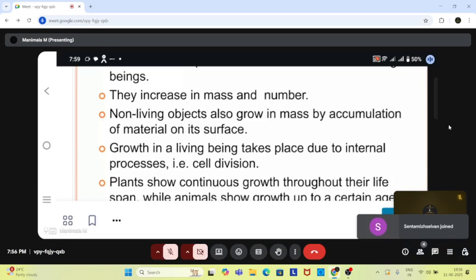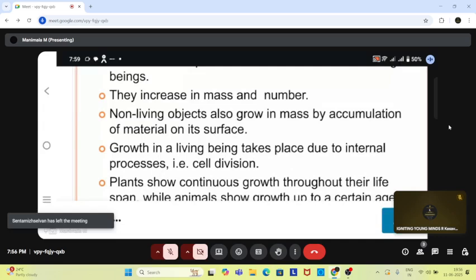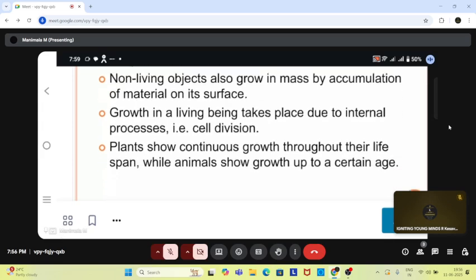To produce young ones from the body, we need to produce gametes, male and female gametes. These gametes are produced with the help of meiotic cell division. When we compare plant and animal growth, the plant shows continuous growth throughout its life, but animals show growth only up to a certain age. Around the age of 18 to 21, our body growth stops. But a plant has a continuous time period throughout its life in which it can grow.